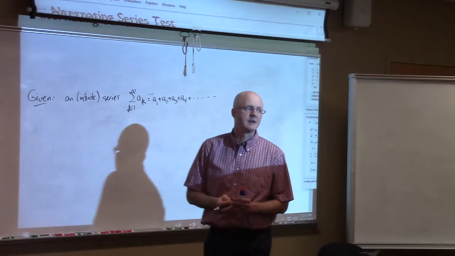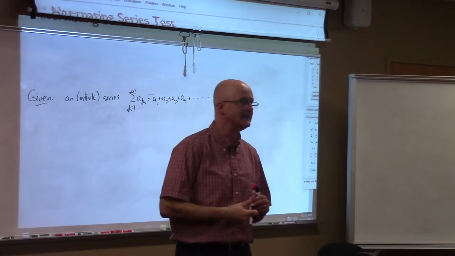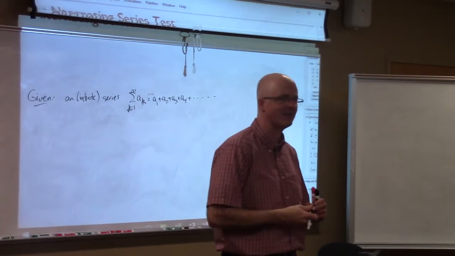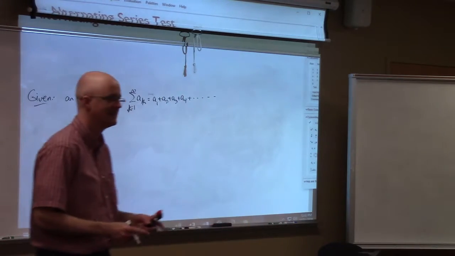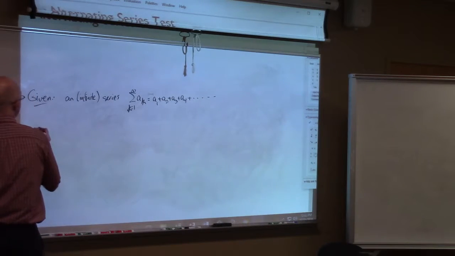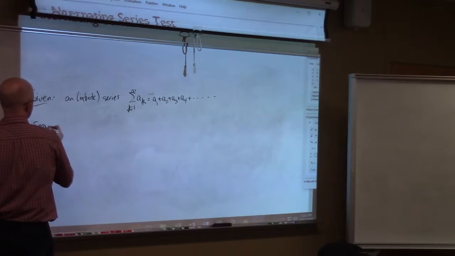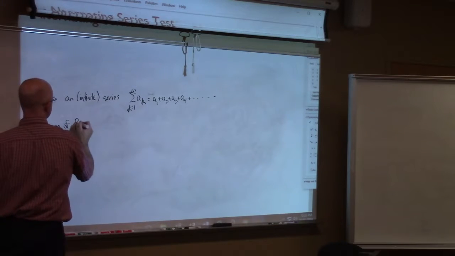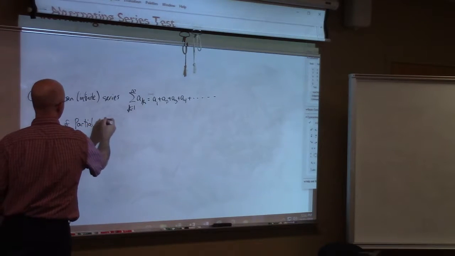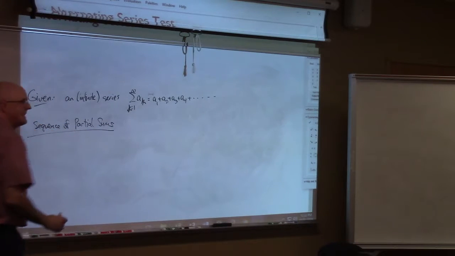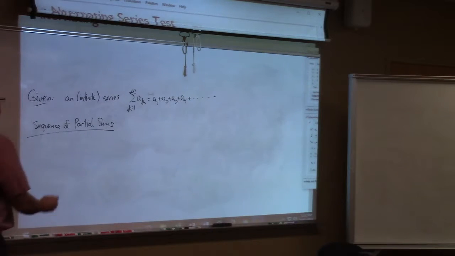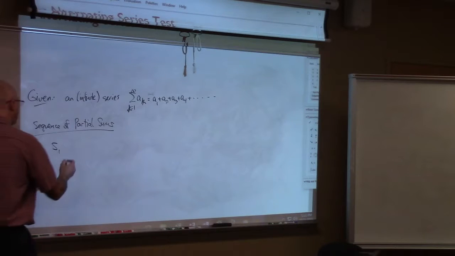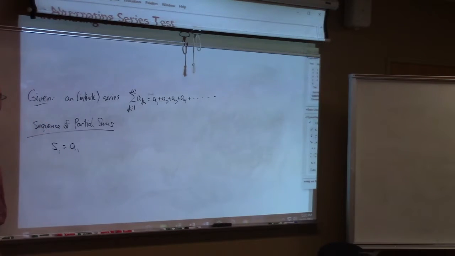Okay? The convergence or divergence of an infinite series is completely dependent on the convergence or divergence of the corresponding sequence of partial sums. The sequence of partial sums is a list of numbers you can create from the series. S1 is called the first partial sum. It equals the first term of the series, A1.